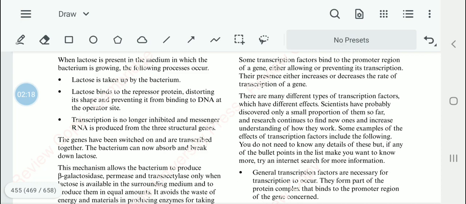These proteins, or transcription factors, get attached to the promoter region of a gene, so that allows or prevents the transcription. The presence of a transcription factor will either decrease or increase the transcription of a gene. If the gene is to be expressed, then the transcription is increased, and if it is not expressed, then it is reduced. There are many different types of these proteins known as transcription factors, and they have different effects. We are still studying these things. Not a whole lot of transcription factors have been found, so only a little knowledge is there for the moment.